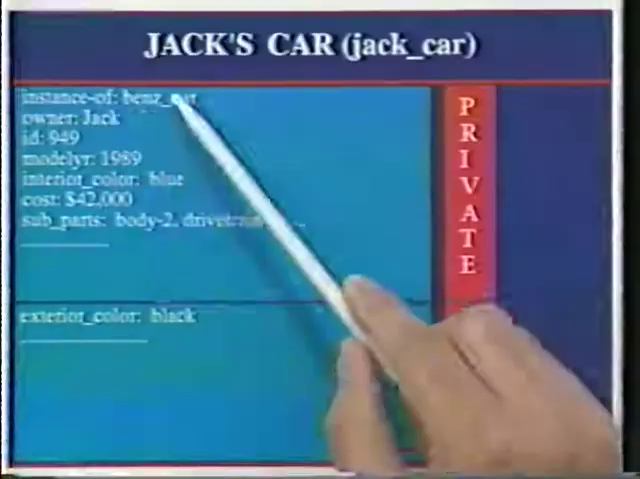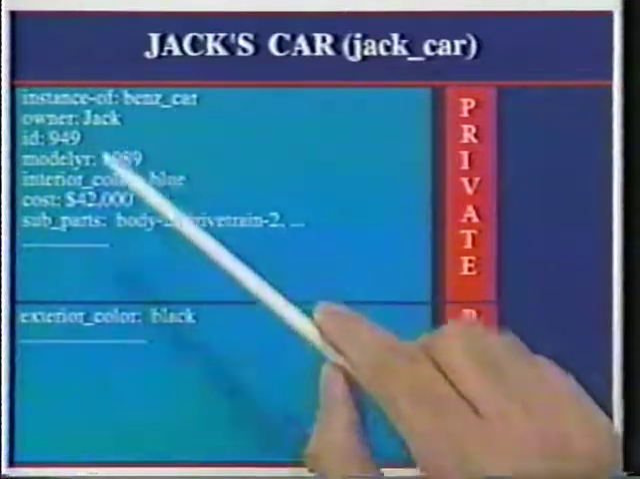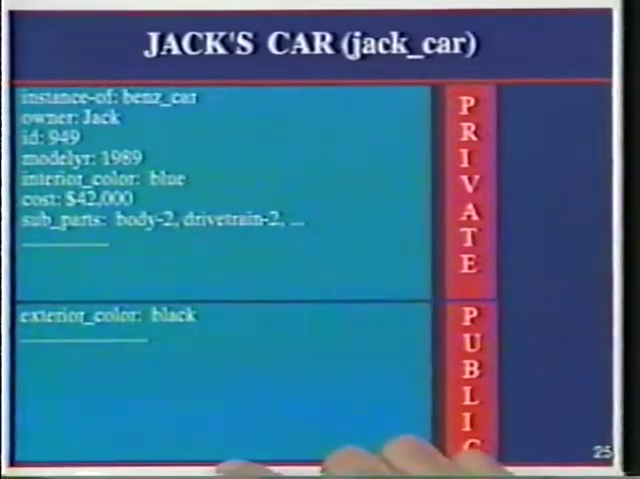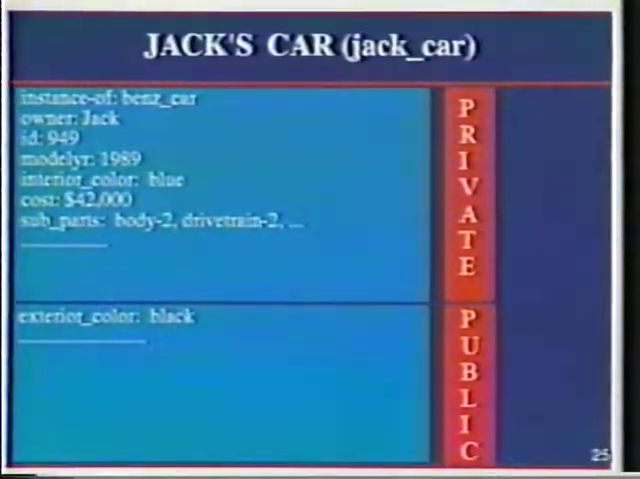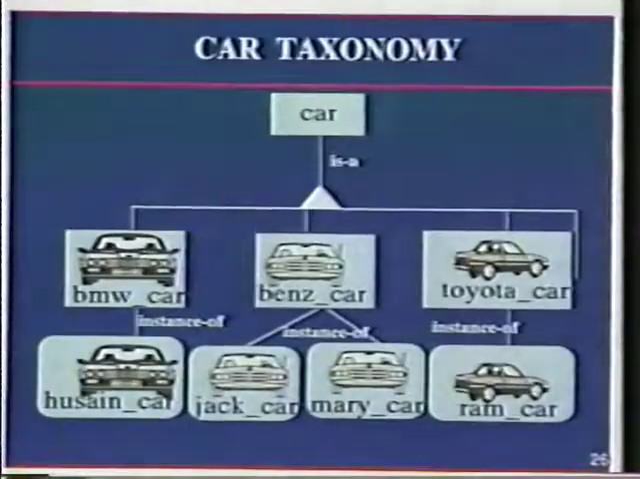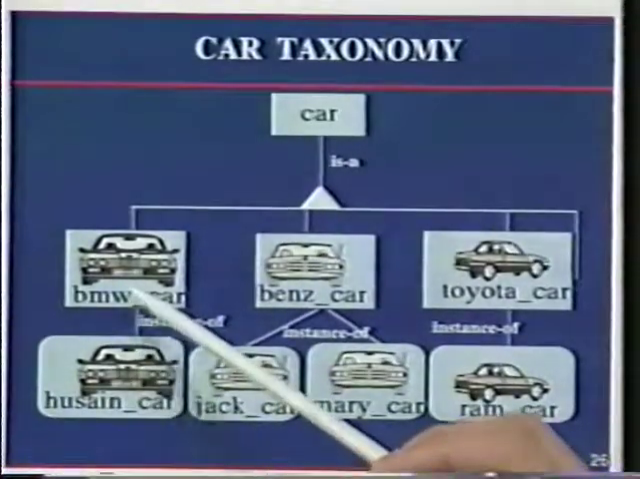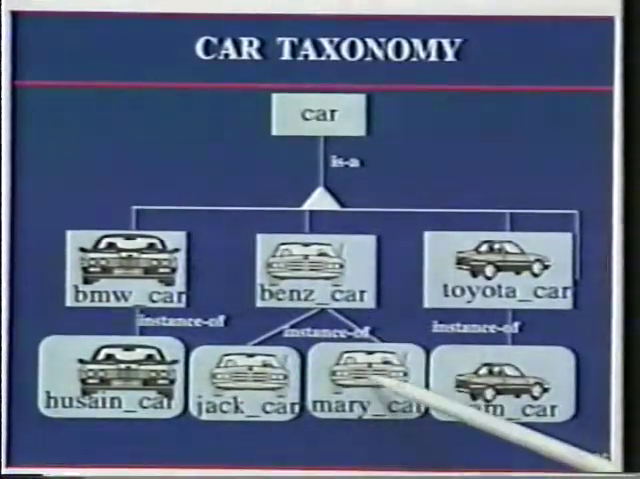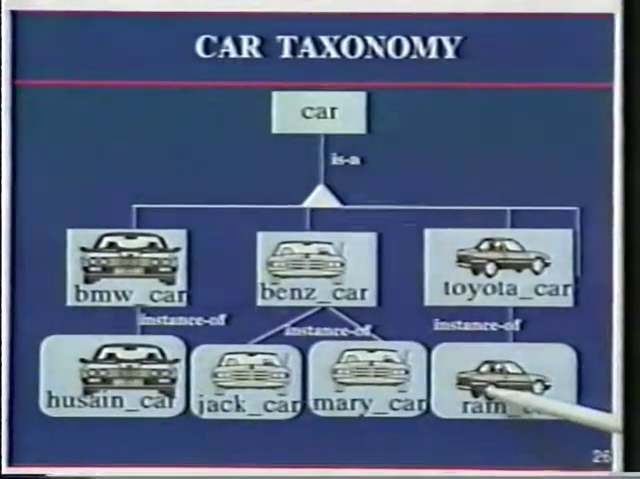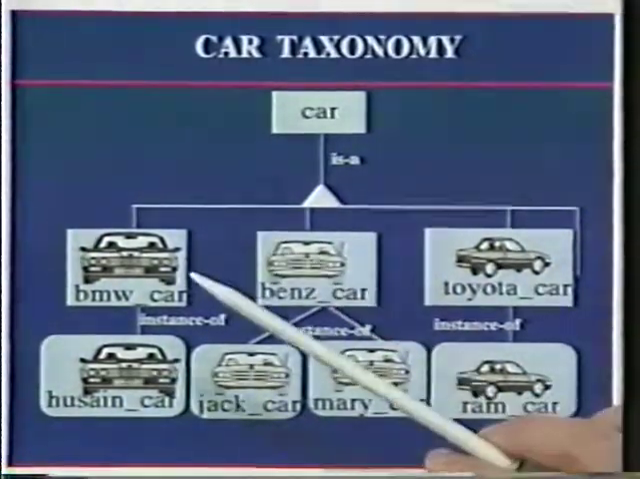In a similar manner, I am going to define Jack's car. Now, Jack's car is an instance of BENZ CAR, and some of the attributes have changed values, such as exterior color. Other attributes, there are no changes, so we don't need to make any changes in Jack's car as such. So let's look at the taxonomy of the cars as such, which was shown in the previous figure. So we have Hussein car, which is an instance of the BMW car, Jack car, which is an instance of BENZ car, Mary car, which is an instance of BENZ car, Ram car, which is an instance of Toyota car.